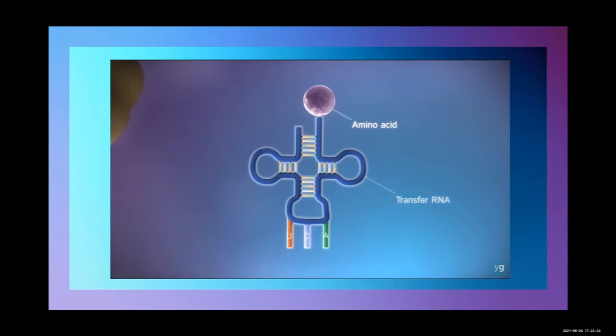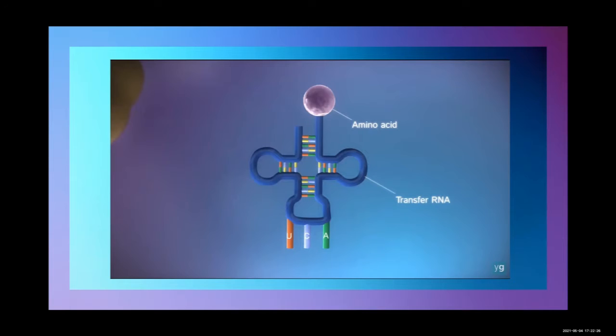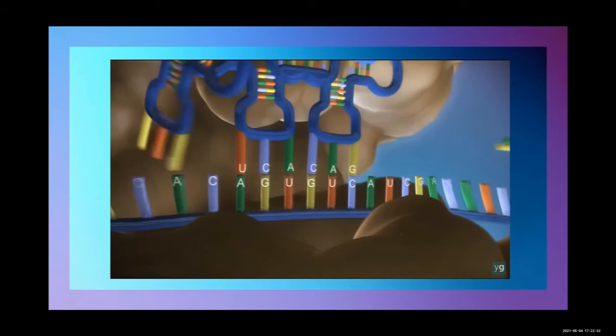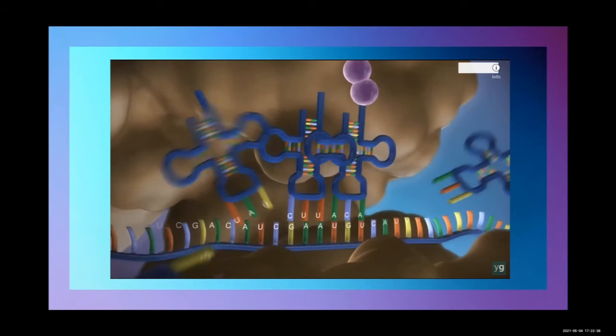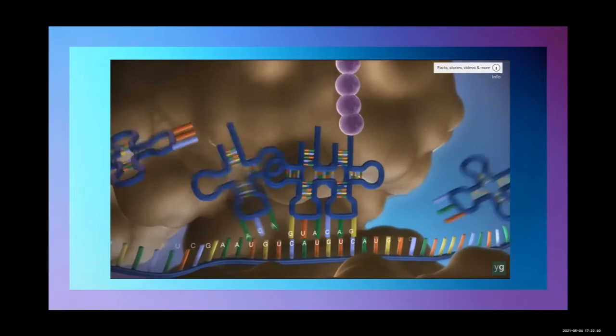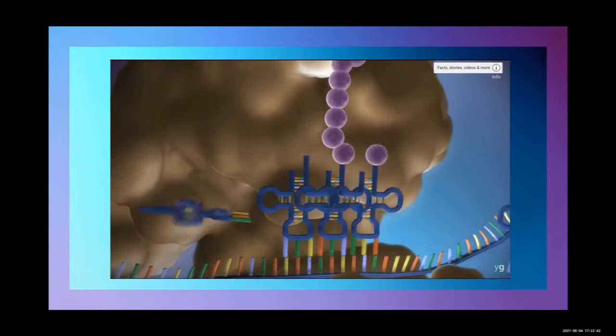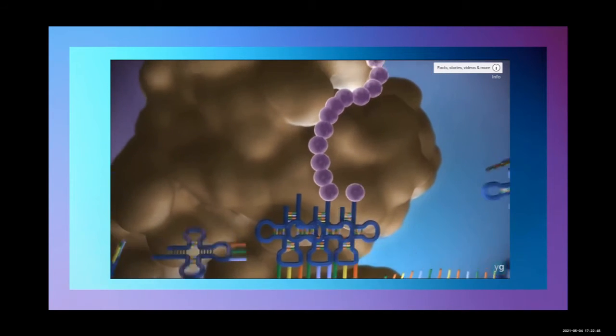Transfer RNA molecules carry the amino acids to the ribosome. The messenger RNA is read 3 bases at a time. As each triplet is read, a transfer RNA delivers the corresponding amino acid. This is added to a growing chain of amino acids.